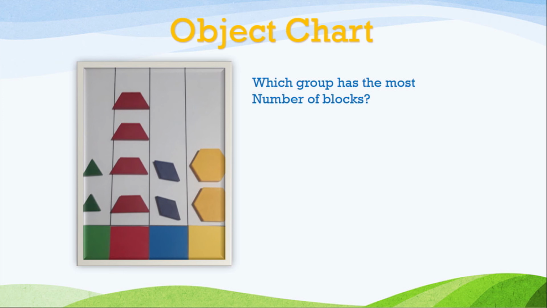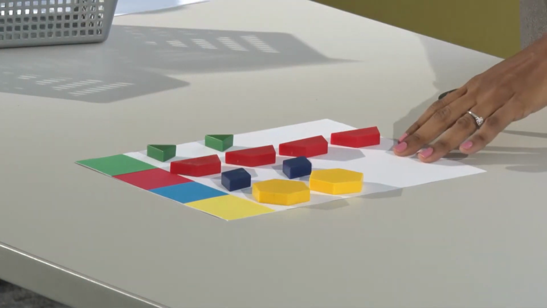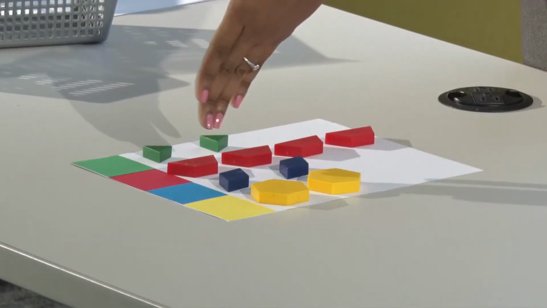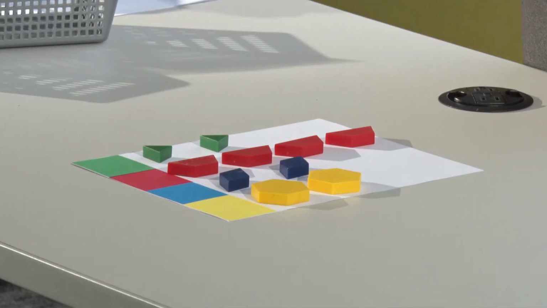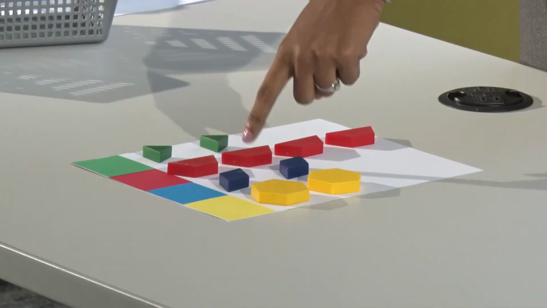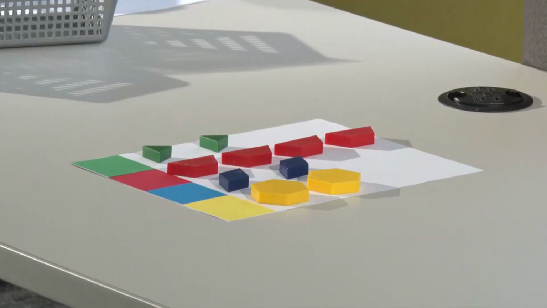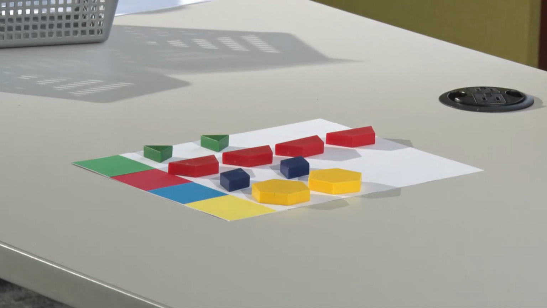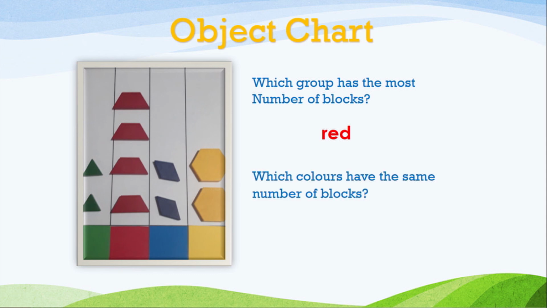So we look at our object chart and we see, just by looking at it, we see red is going all the way up. But let's count to make sure. Green has 2. Red has 1, 2, 3, 4. Blue has 1, 2, and yellow has 1, 2. So the color with the most pattern blocks is red. Red is correct.